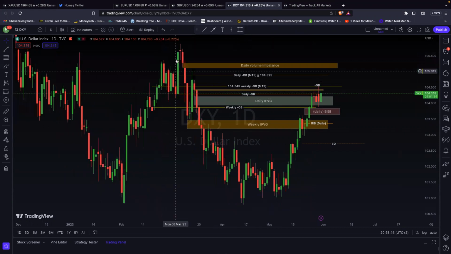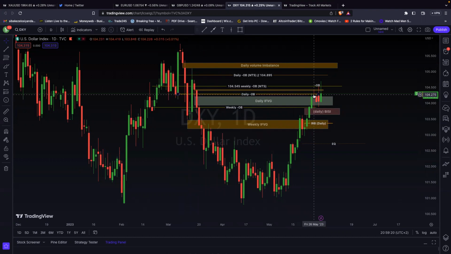The last up close candle before this market maker sell model, or before this bearish price swing. So this is a weekly bearish order block we have. So I was expecting price to react off of it when it hit the low of that order block, and it did on Thursday the 25th.